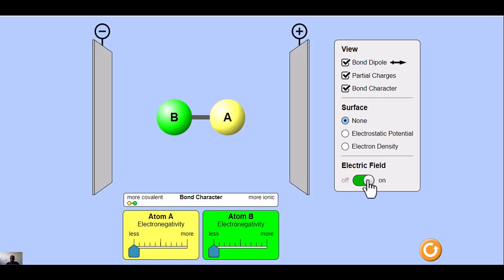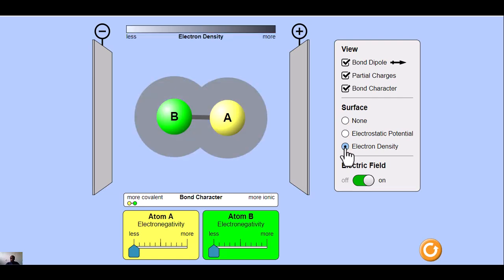In this case, if we apply the electrical field, these atoms are not affected by the electrical charge. But if we increase the electronegativity of one of the atoms, for example, if I increase the electronegativity of A, what will be the characteristics of bond dipole, partial charge, bond character, and similarly the electrical potential and electron density? Look at what is happening in the molecule. Observe the phenomena, and also the bond character shifts from more covalent to more ionic.